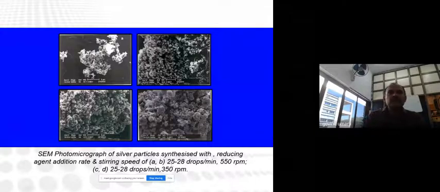And figures C and D show that we maintained the drop rate but reduced the stirring rate. What we observed is that bigger particle sizes were obtained. The particle size increased when the stirring rate was reduced.